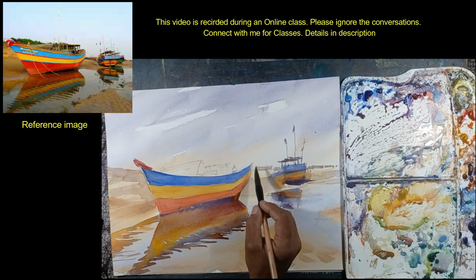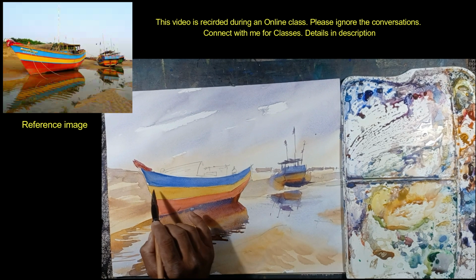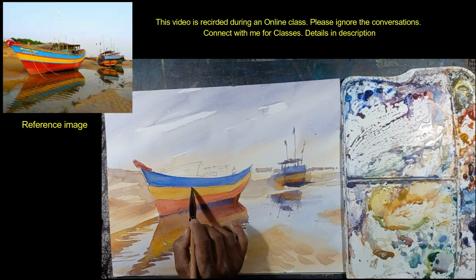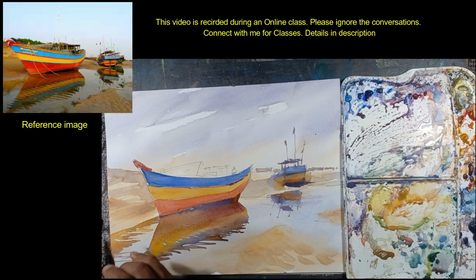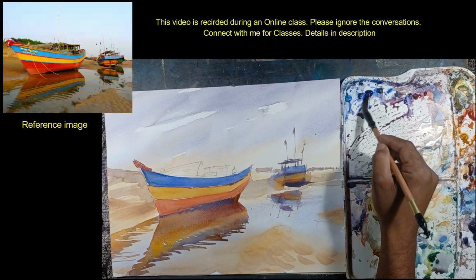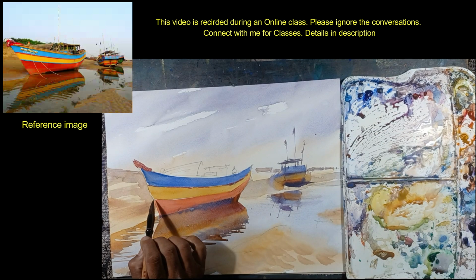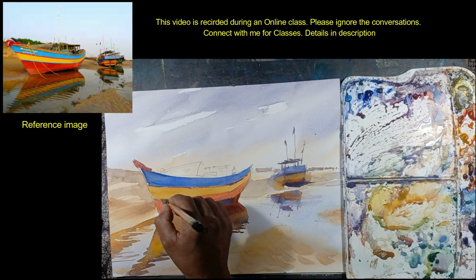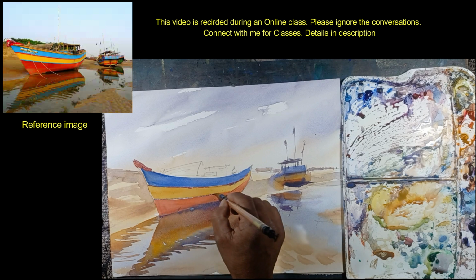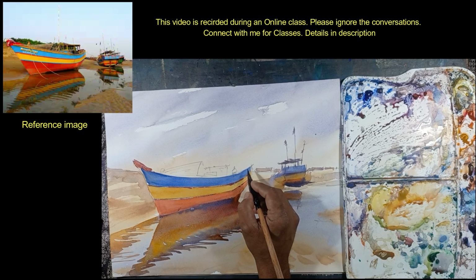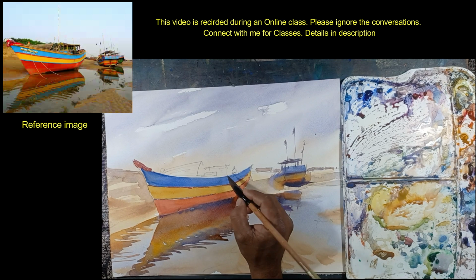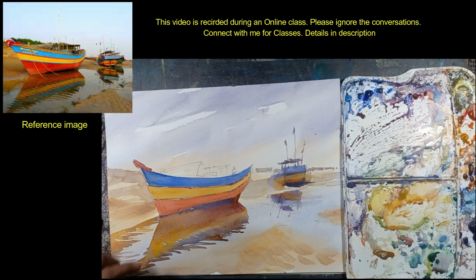And some red border here. For the red border I am using dry brushes and very concentrated colors. Here also there is blue, so I am using blue color, and that too concentrated blue and less water. So reflection is done.